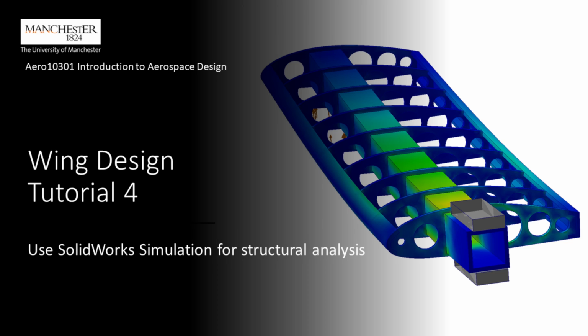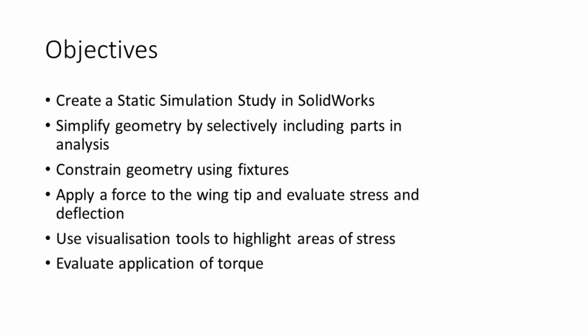Welcome to Wing Design Tutorial 4, Use SolidWorks Simulation for Structural Analysis. In this tutorial we are going to create a static simulation of our wing using SolidWorks. We're going to simplify this geometry by selectively including parts. We're going to constrain it using fixtures. Then we're going to apply a force at the wingtip and evaluate stress and deflection.